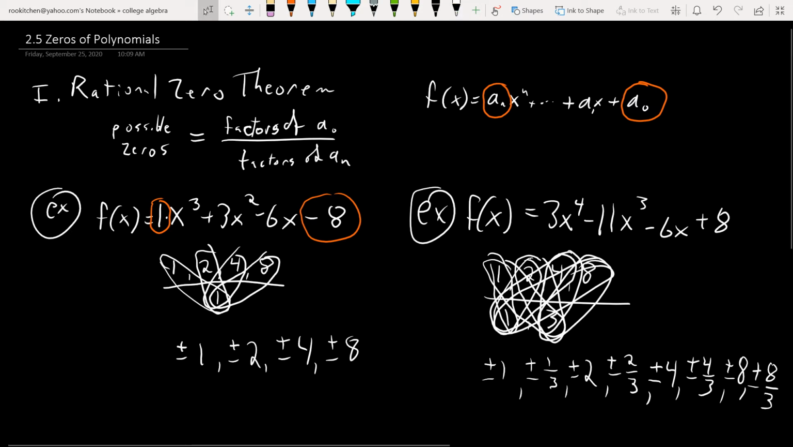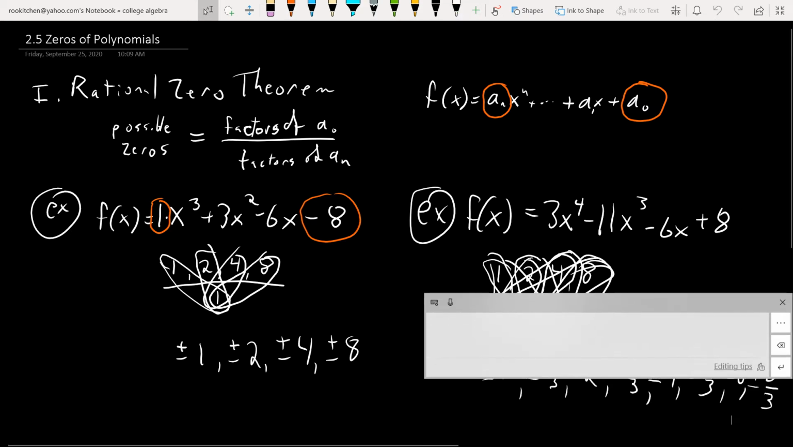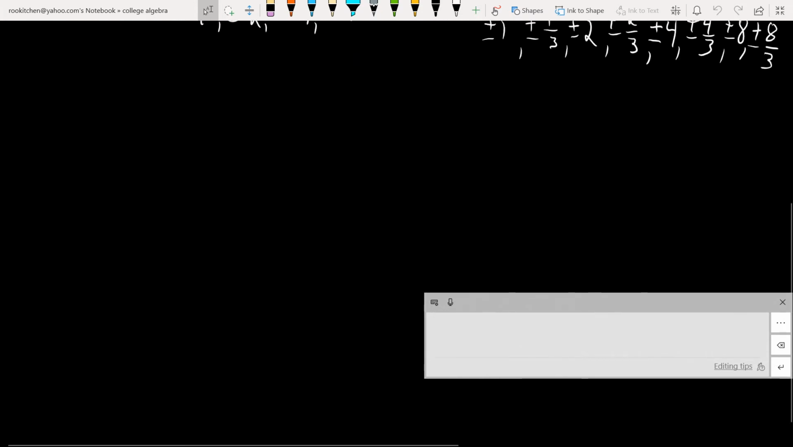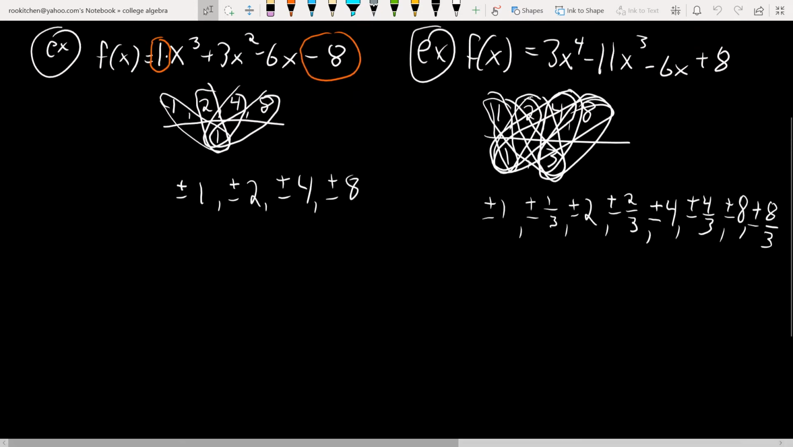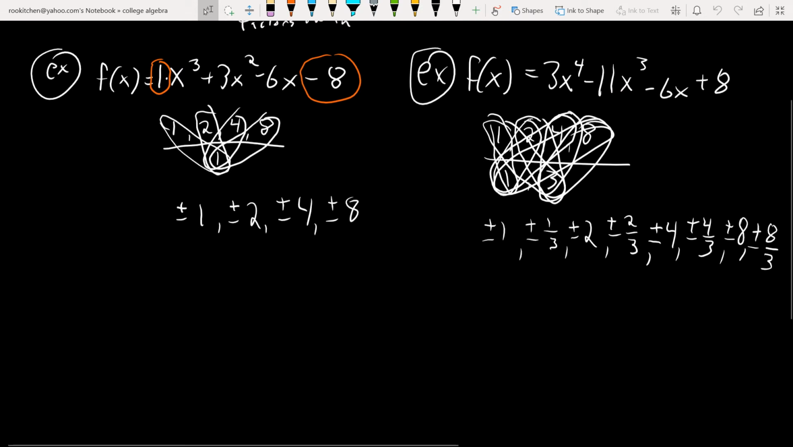Okay. Once you have a list of these possible zeros, then you're going to use synthetic division to see which one actually is a zero. Okay. So, finding zeros.